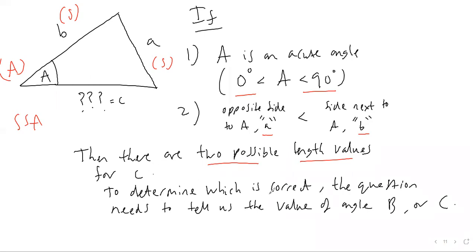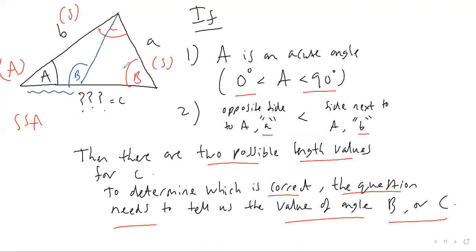Now, to determine which is the correct one, the question needs to tell us the value of the angle B or the angle C. Sorry, I've done this the wrong way around. This should be B there, and this should be C there. So if we know these two angles, then we can work it out. If this B angle is an acute angle, then we know that this base down there is going to be the bigger base. Whereas if this B angle was an obtuse angle like this, then we're going to choose the smaller base value we get when we use the quadratic formula. So if this angle is bigger, we get a smaller base. If this angle is smaller, we get the bigger base.